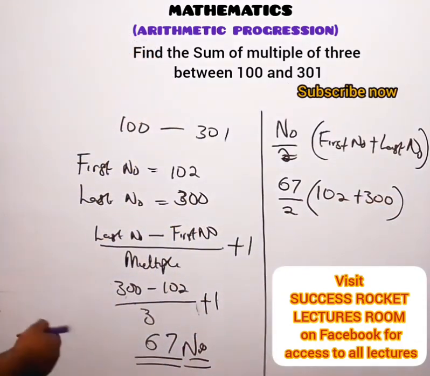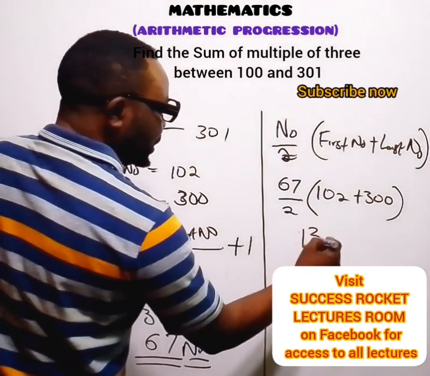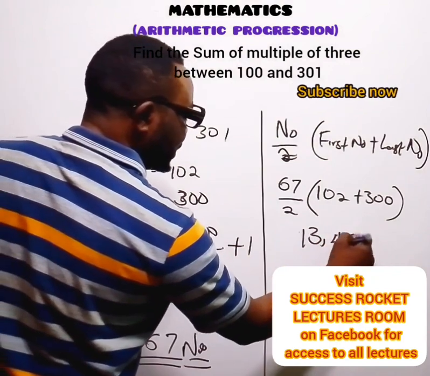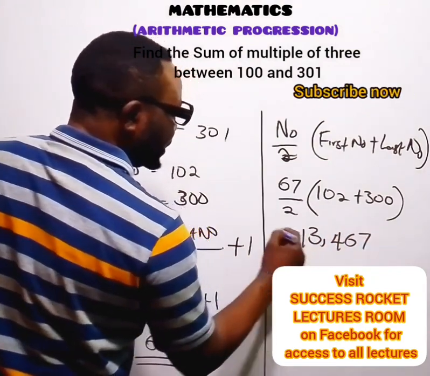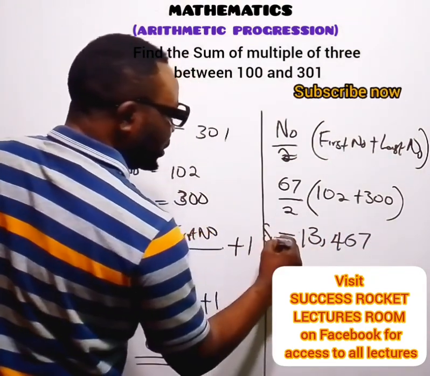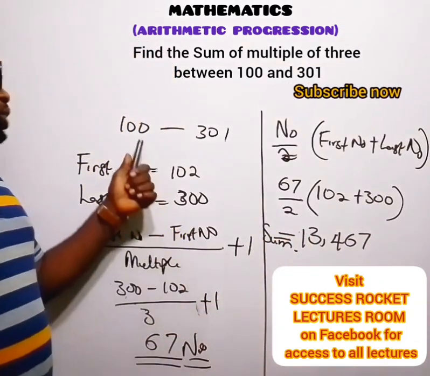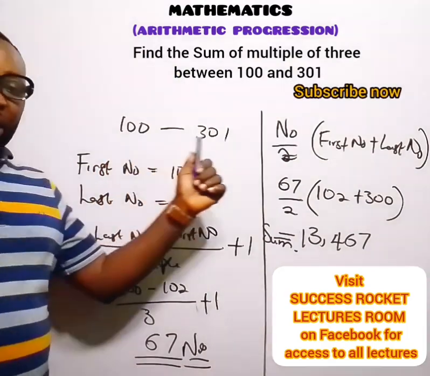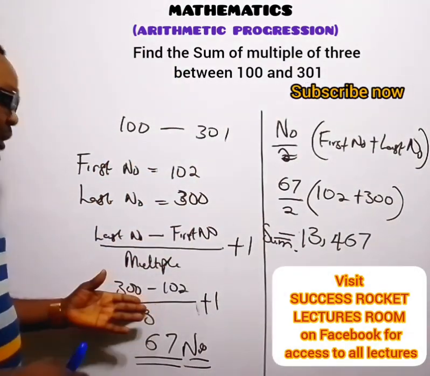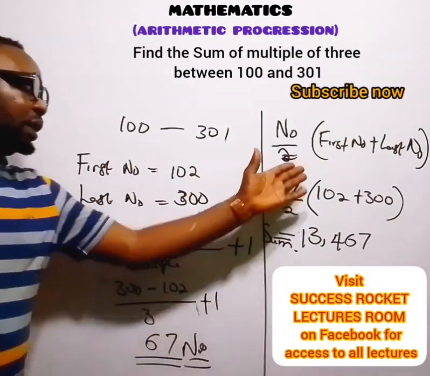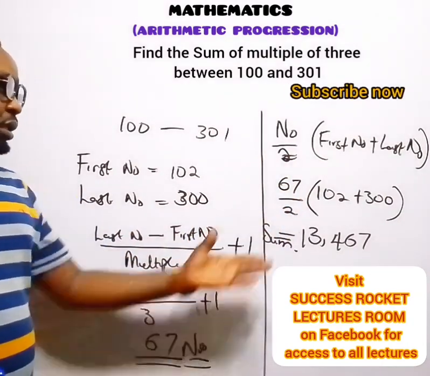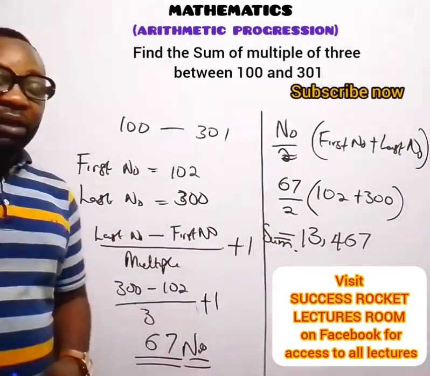So if we calculate that altogether, we are going to have 13,467. So that is the sum of the multiples of 3 between 100 and 301. Take your calculator to do the checking of all this. Take your calculator, do the checking here, and you'll get the answer in that order.